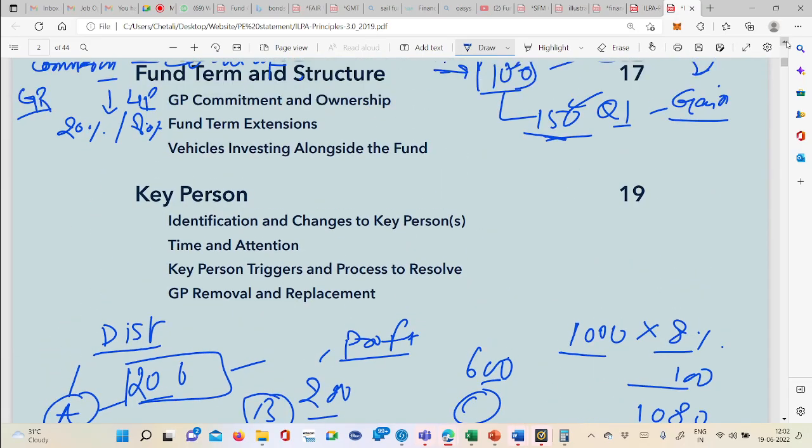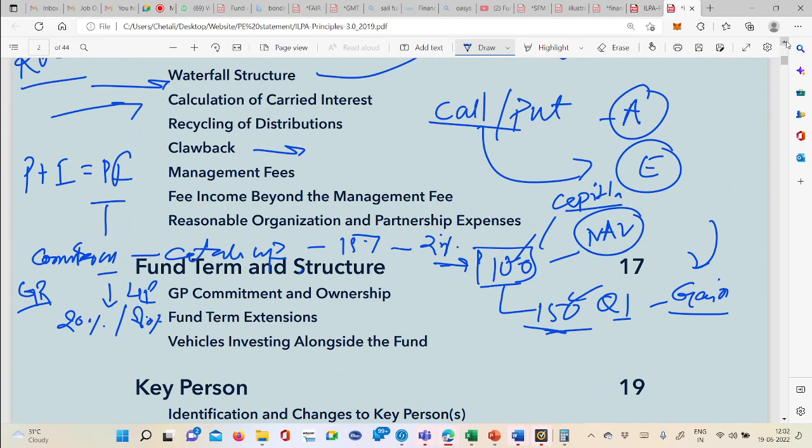If someone asks, simply: if the catch-up was received by the fund manager, and at the time of distribution of capital there is a shortfall in the return of capital, then the amount will be paid to the investors from the catch-up amount received by the general partner. Simple.